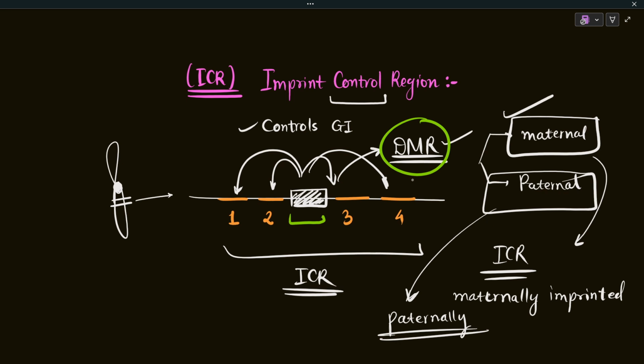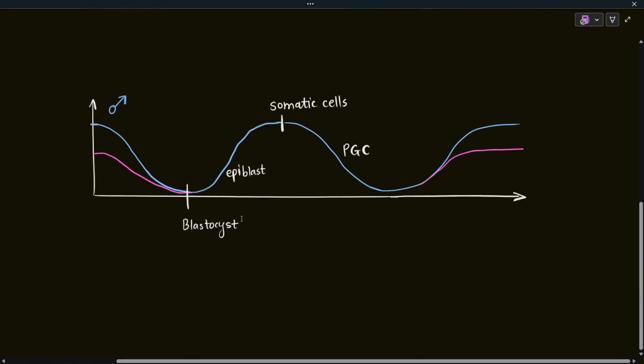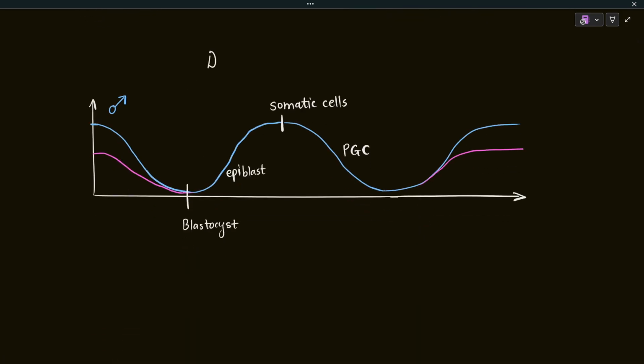So how is this differential methylation established? It is done during gametogenesis. I hope you remember when we were discussing the dynamic changes that occur in DNA methylation during development. The very first event that the embryo undergoes is global demethylation.